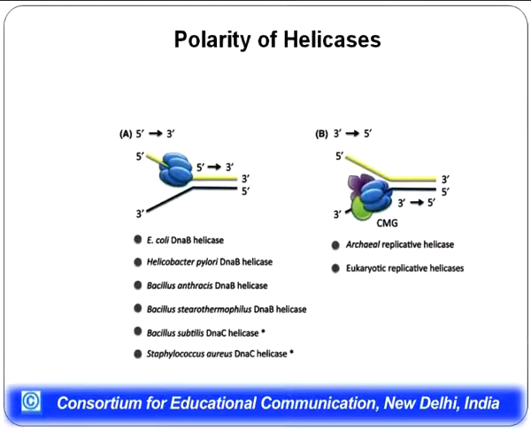These helicase molecules have definite polarity, that is, once they are loaded onto the strands of DNA, they can either move from 5' direction to 3' direction, or they can move from 3' direction to 5' direction. As seen in the given figure, almost all the prokaryotic helicases move in 5' to 3' direction, whereas the eukaryotic and archaebacterial helicases move from 3' to 5' direction.